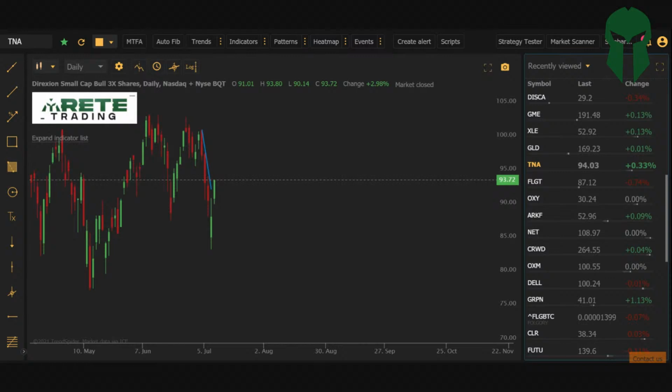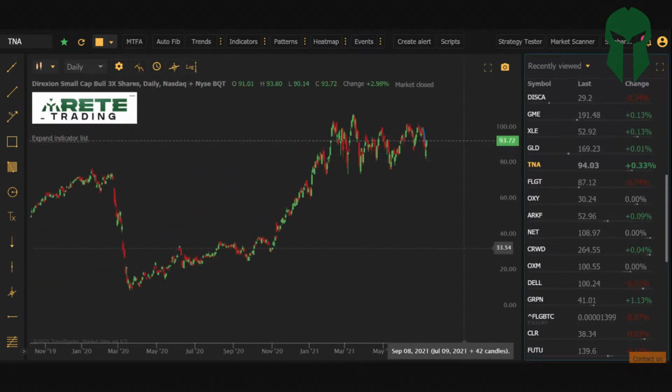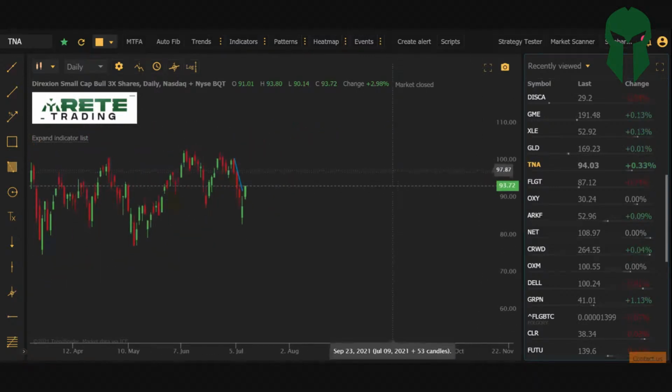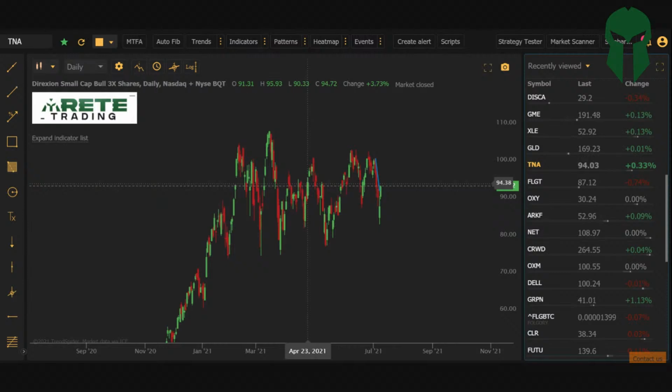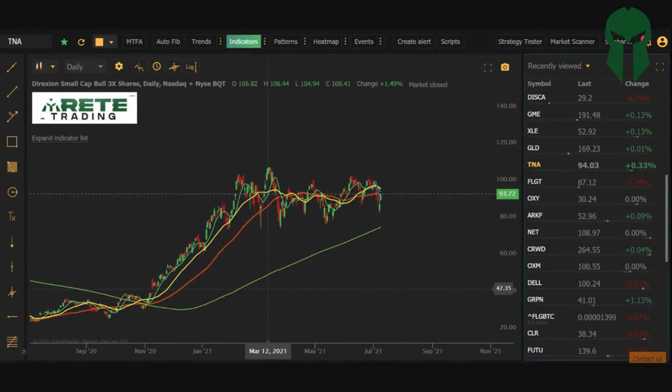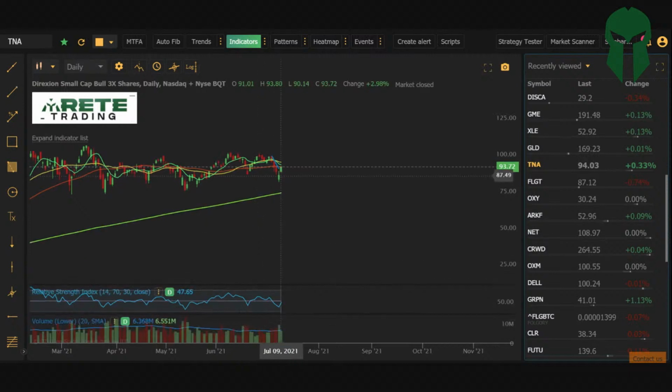So I like TNA. I see what people see in it. Frankly, I have a position in this, so I'm going to be a little biased on this one. Let's throw these indicators in. I like this pattern a lot. I like the bounce a lot. And I think we're ready to kind of move up here a little bit.